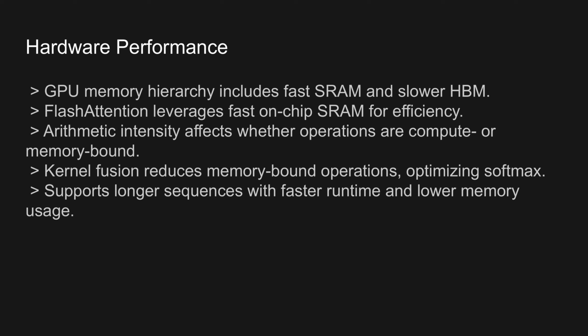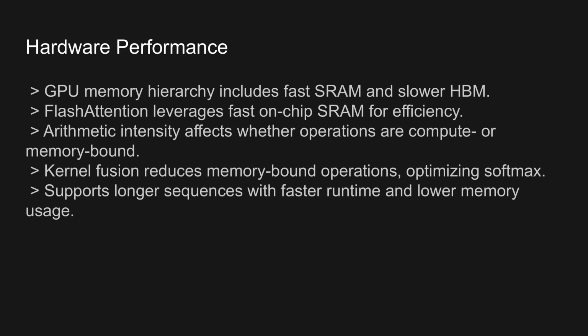Flash attention aims to minimize memory-bound operations by optimizing memory access. It uses techniques like kernel fusion to reduce the number of times data needs to be moved from slower HBM to faster on-chip memory, which is especially important in memory-bound operations like softmax.